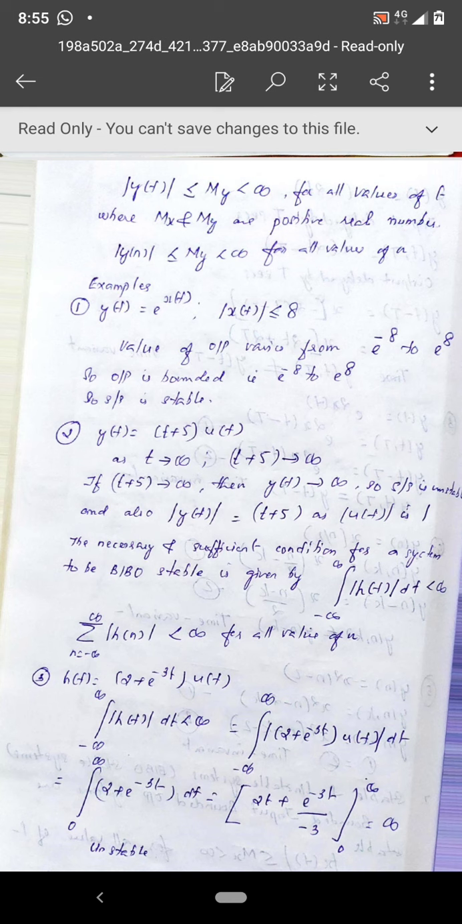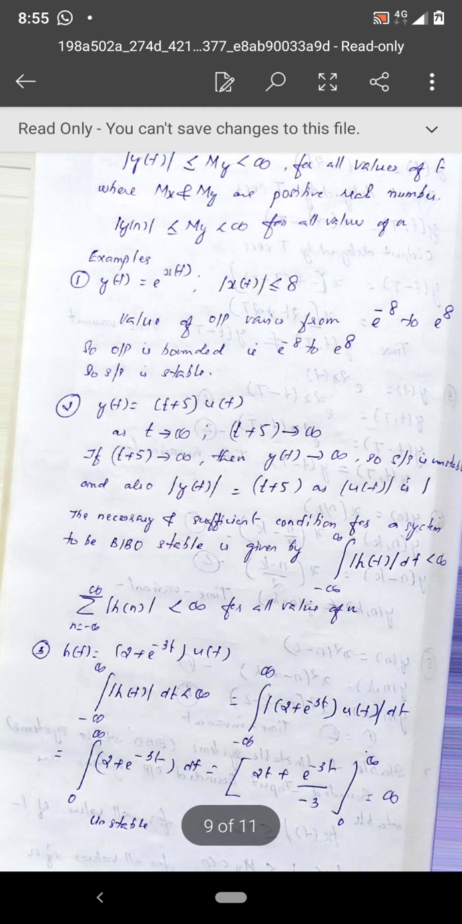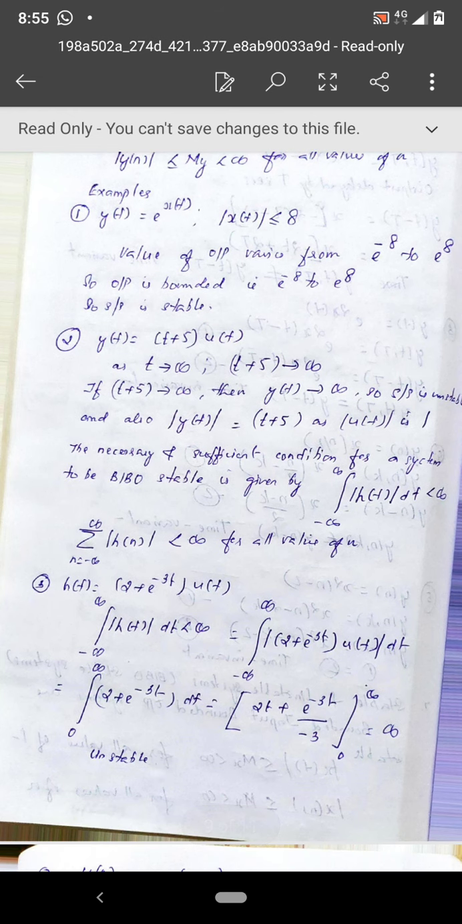Okay, so the whole y of t magnitude depends on t plus 5. If t plus 5 tends to infinity, then obviously y of t tends to infinity, and such a system is an unstable system.